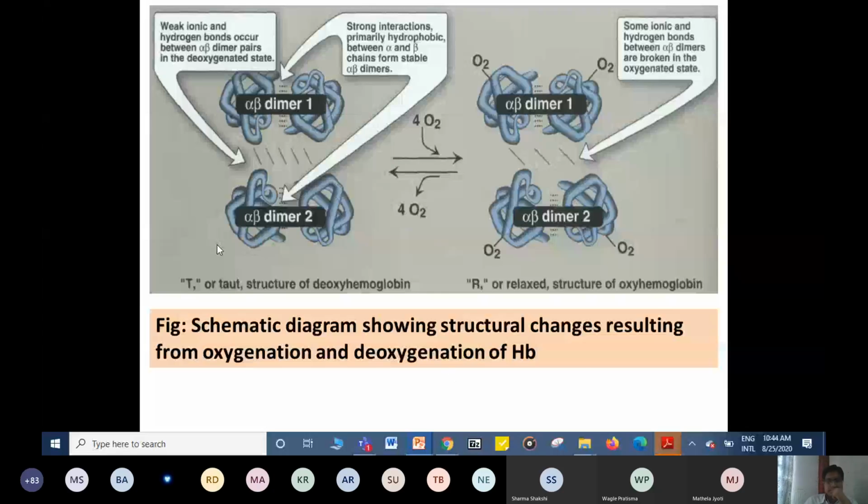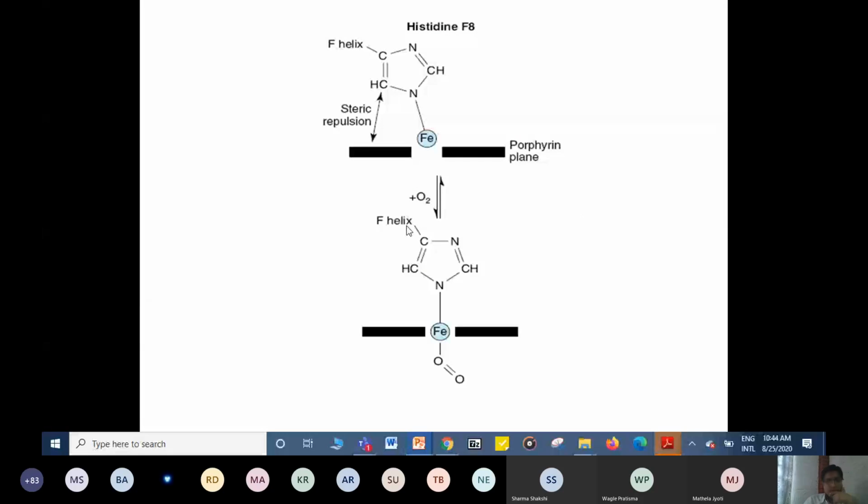Okay, now let's see this plane. Here we are showing the protoporphyrin. These black lines show you the porphyrin ring, and this is the histidine. That means out of the 6 valencies, the 5th valency is bound with this histidine, and the 6th valency is bound with the oxygen. Now this is the deoxygenated form, and this is the oxygenated form. Now let's see this part, when oxygen is added in this picture. Okay. This is the histidine F8.